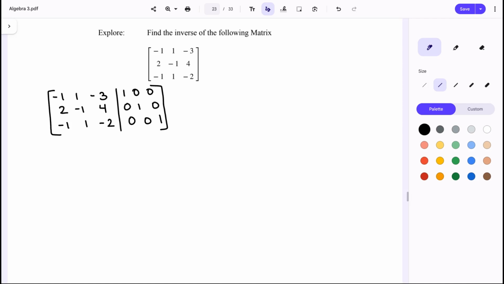And now we're going to start. First thing I want to do is I want to make this become positive. What's an easy way to do that? How can I just switch that sign? I think there's something even easier. We could just multiply by -1. Let's just switch the signs. So I'm going to take -1 times row 1. And so now it's going to say 1, -1, 3, -1, 0, 0.